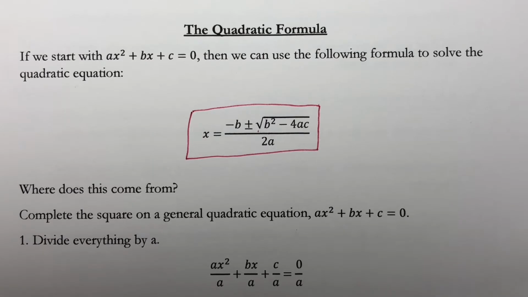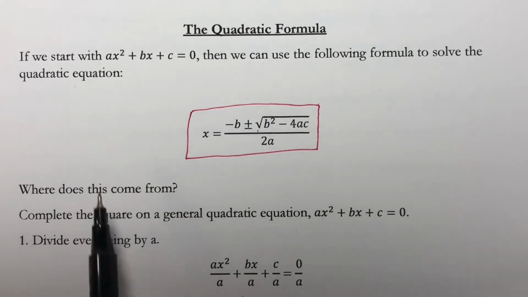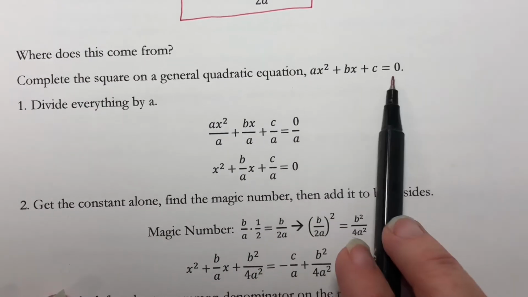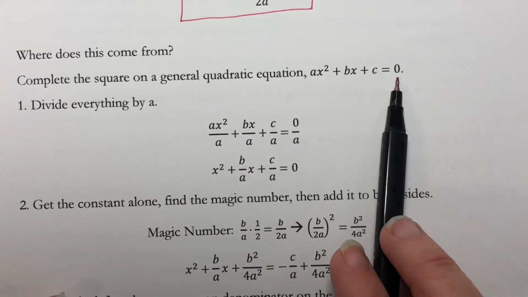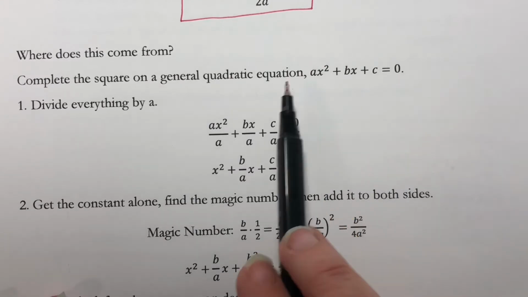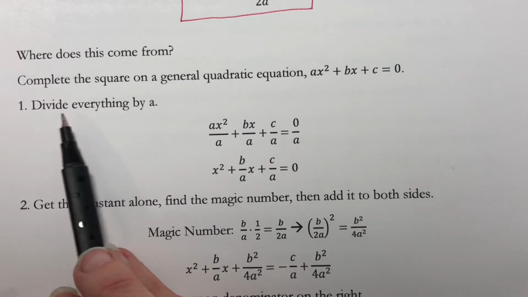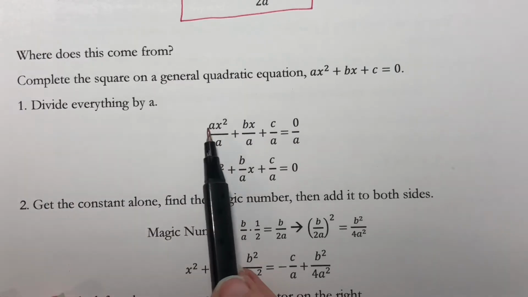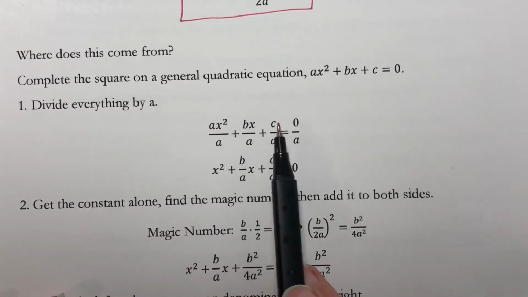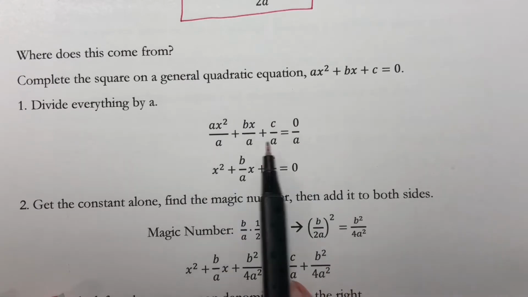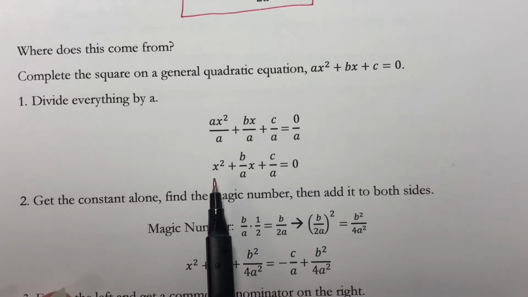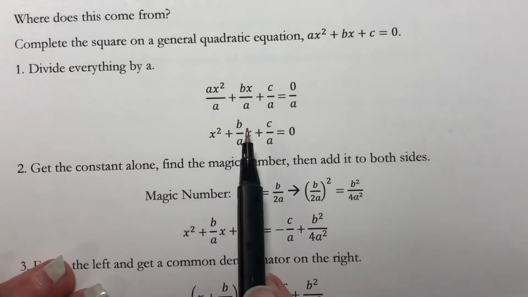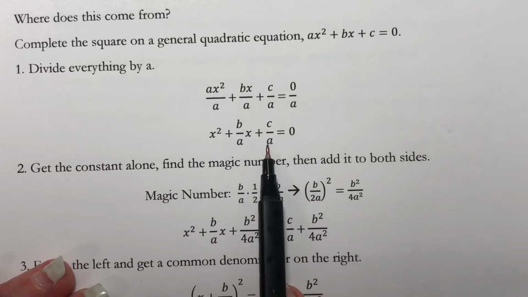But I want to show you where this comes from. It's not just a formula that they give you and it's magic. What I'm going to do is start off with our general quadratic, and I'm going to complete the square on it, okay? So the first step for completing the square is to divide everything by a. So if I have ax squared plus bx plus c equal to 0, and I divide everything by a, I end up with x squared plus b over a x plus c over a equals 0.